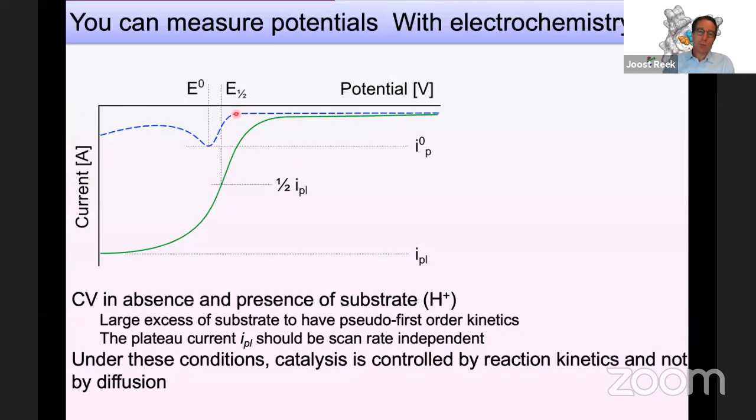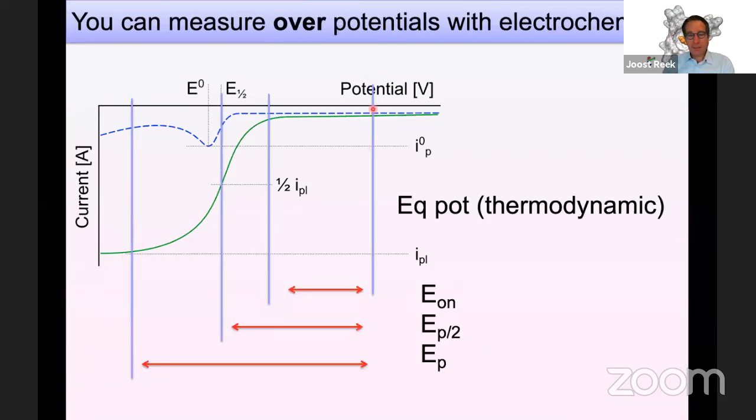So what do we mean with overpotential? Well, here again you see a catalytic wave, and here you see a non-catalytic wave. The catalytic wave is much higher than a non-catalytic wave, and this is a plateau current. This is the halfway potential. And imagine that you have a certain reaction with a thermodynamic equilibrium potential that is here.